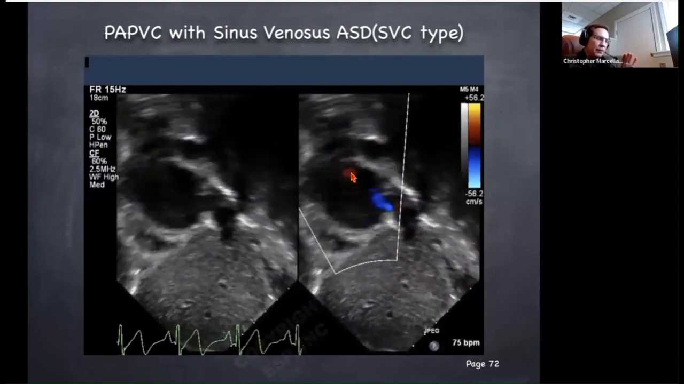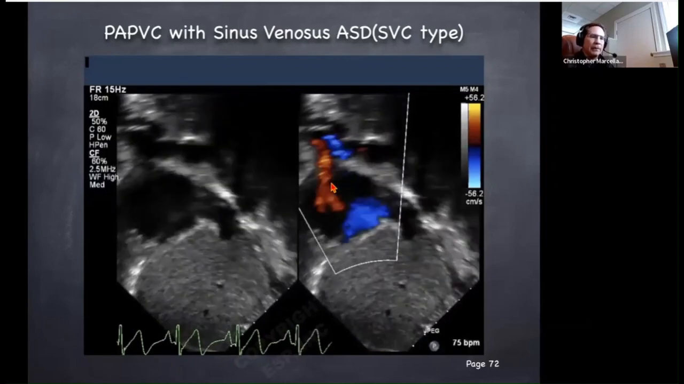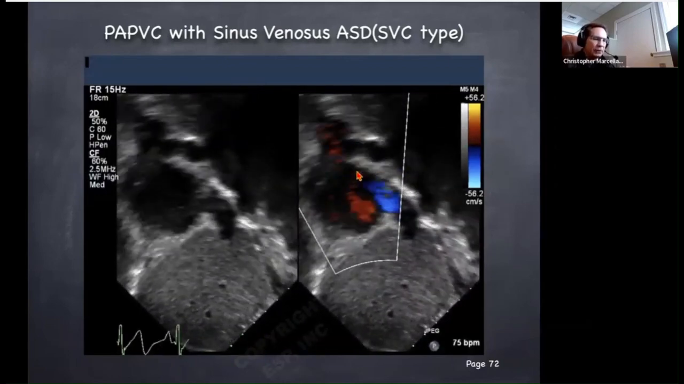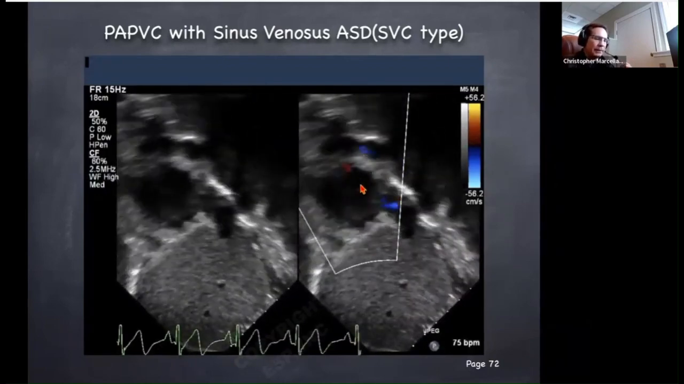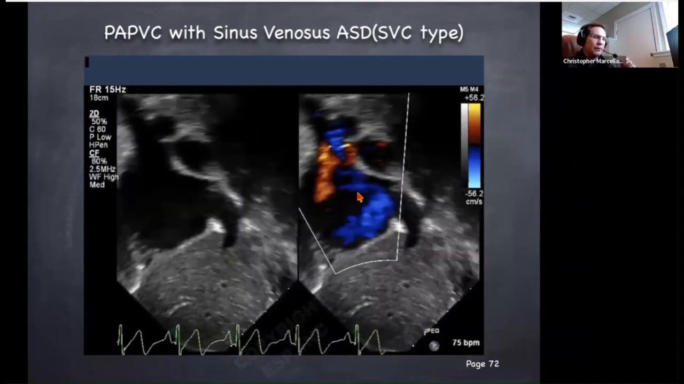Often if you don't see the defect itself, what first jumps out at you is the SVC looks a little more prominent than usual. And then you see this little squirt of red here. At this point, I thought, well, maybe it's just a small ASD or a PFO. And then you have to keep working through your views.